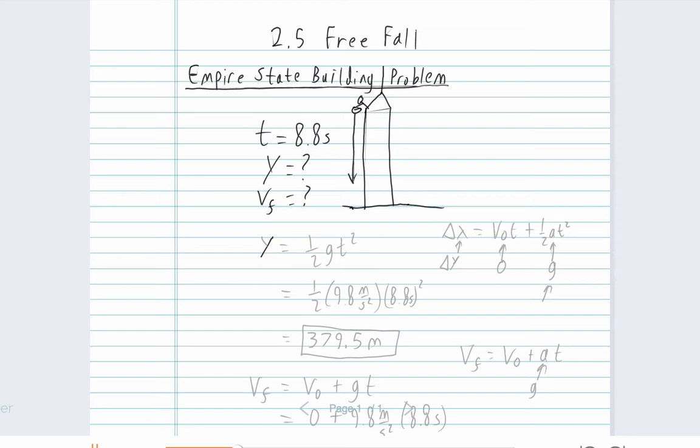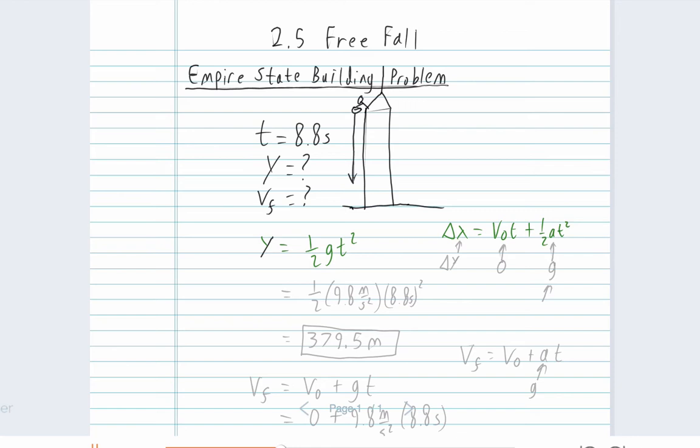It takes 8.8 seconds to hit the ground. We want to use that information to figure out how tall the building is, the change in y, and figure out the final velocity, or in other words, how fast it hits the ground. So let's start with the equation we learned in class, that y equals 1/2 gt squared. Again, that's just a manipulation of the equation v naught t plus 1/2 at squared.